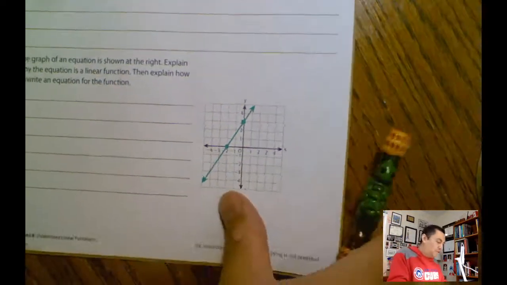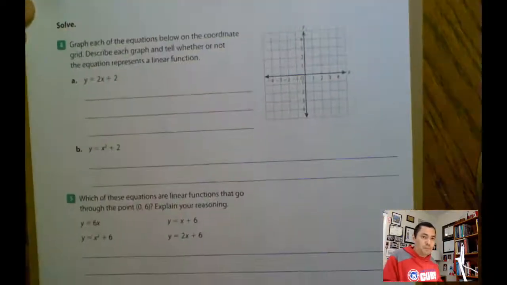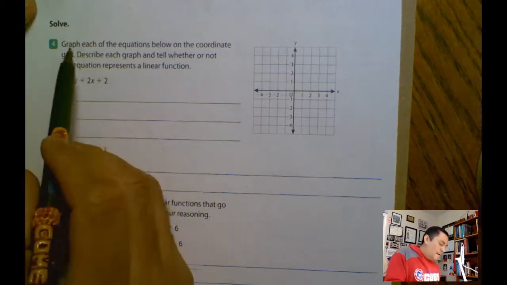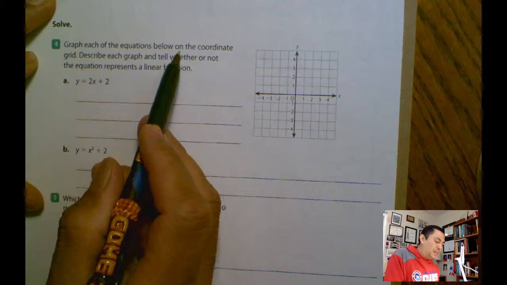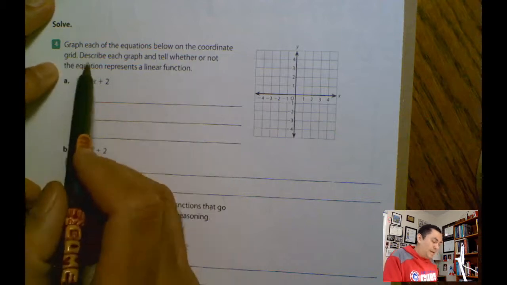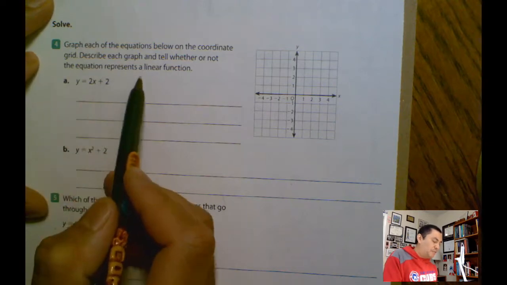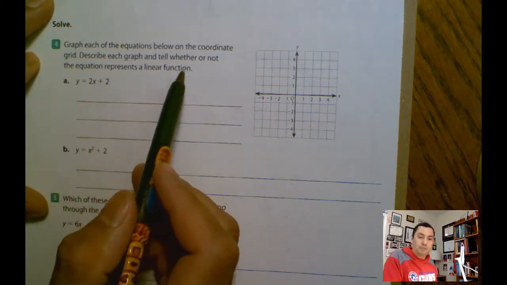So let's move to page 96. We're going to do 96. What are they asking me to solve? Okay, page 96, they are asking me to solve: graph each equation below on the coordinate grid. Describe each graph and tell whether or not the equation represents a linear function.